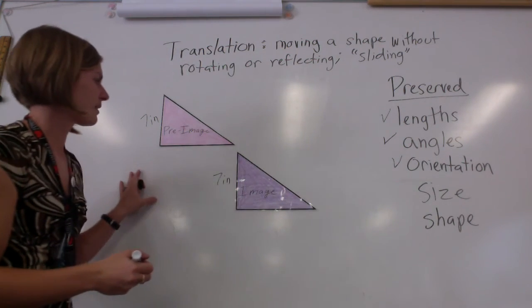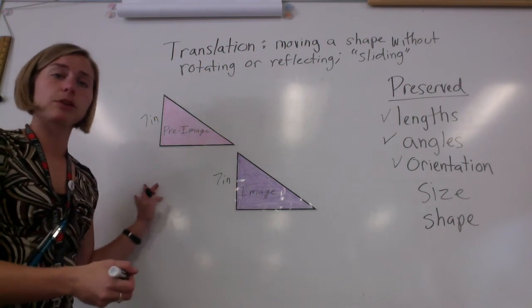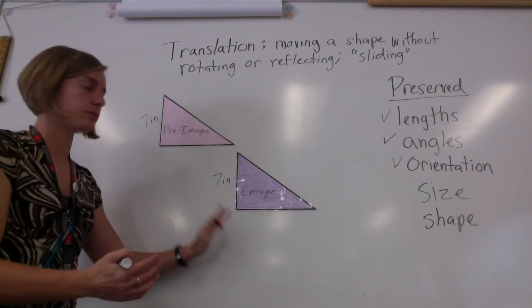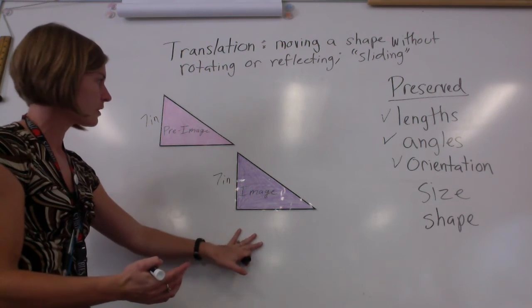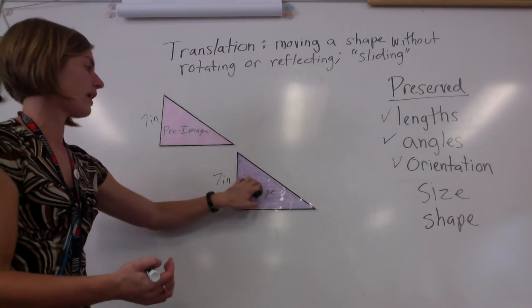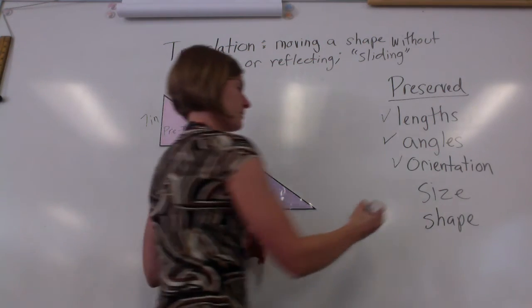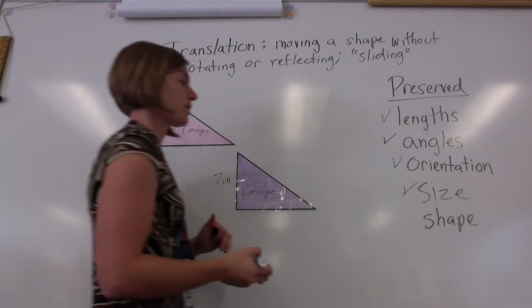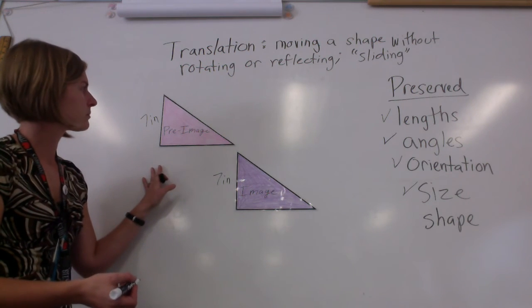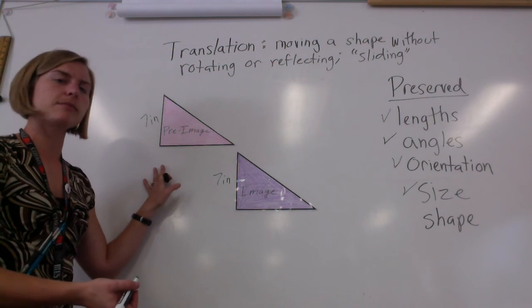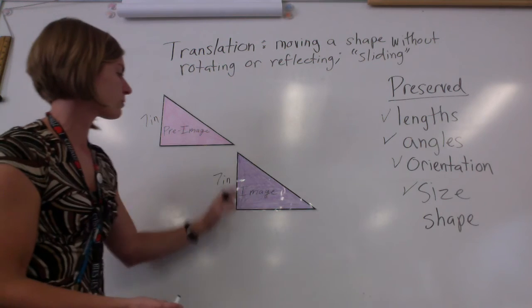What about our size? They look pretty much similar, which makes sense. All we did was move it. We didn't change its size. So if we took the area of this, the area of that should also be the same. So yes, size is preserved. And what about the shape? Well, they look like the same shape to me. We still have a right triangle.